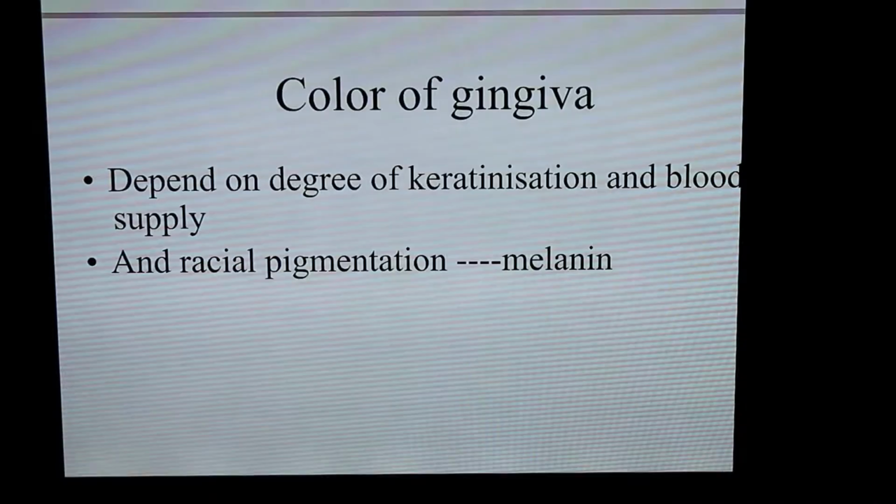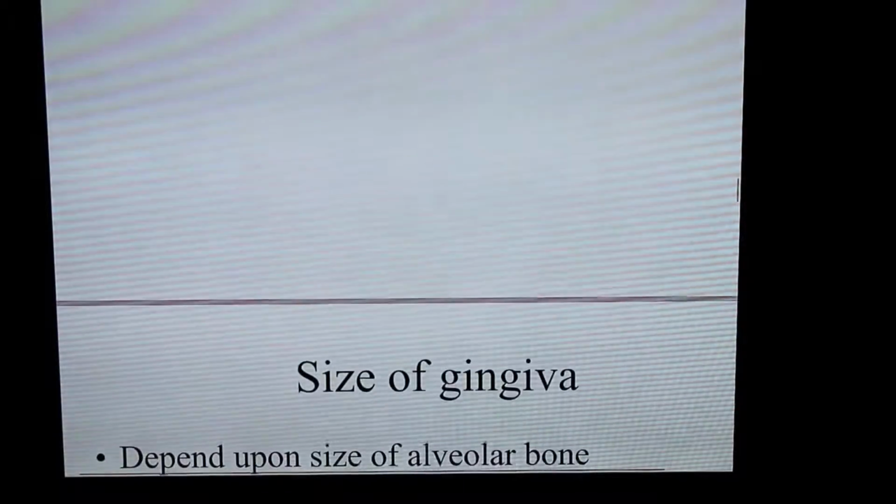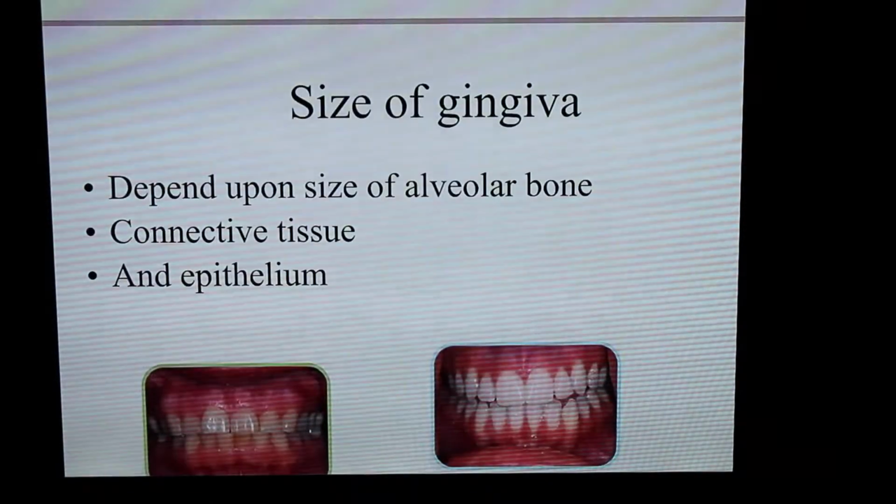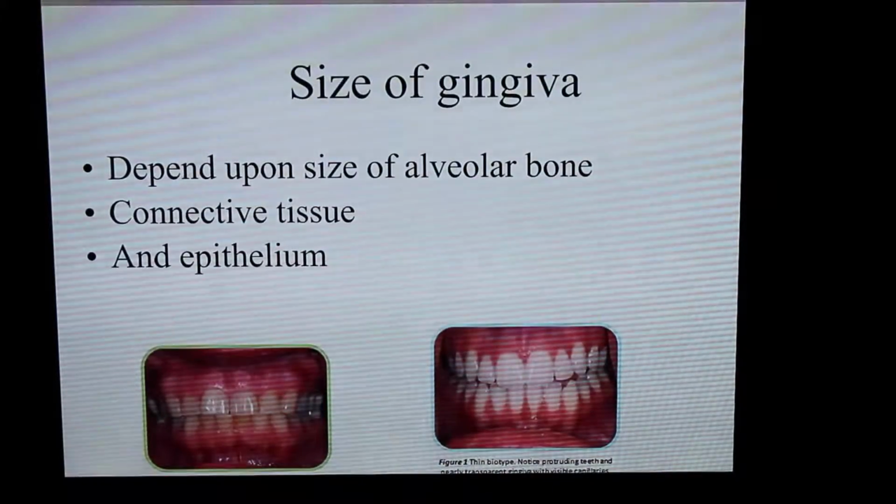Color of gingiva: what decides the color of gingiva? It is dependent on the degree of keratinization and blood supply. Of course, racial pigmentation, known as melanin, also gives color to gingiva. It can vary from individual to individual. In African people there is a lot of melanin, so it becomes darker. It varies from person to person, even the degree of melanin pigmentation. It is common even among Asians. You will find a lot of people having it. I have seen people with fair skin with melanin pigmentation in gingiva.